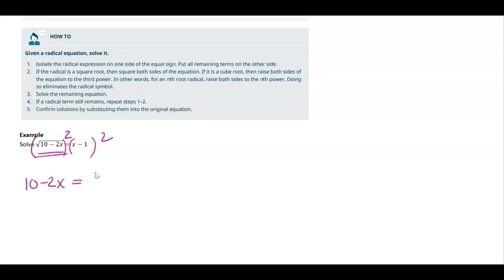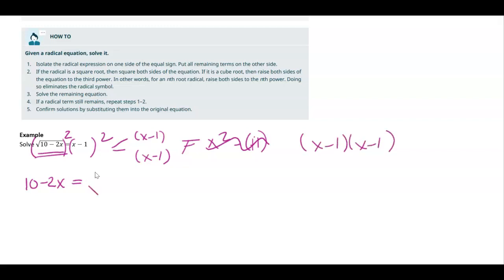And then I have to be very careful. This is x minus 2 times x minus 2. That is not the same as x squared minus 4 or positive 4 or whatever squared. Okay, you can't do that. It's a FOIL or a box method. And so I end up getting x squared minus 4x plus 4.